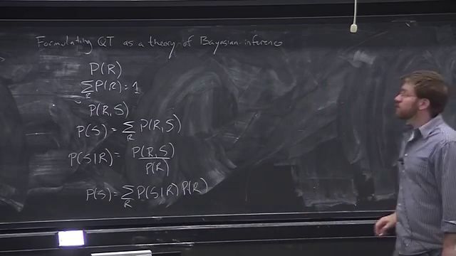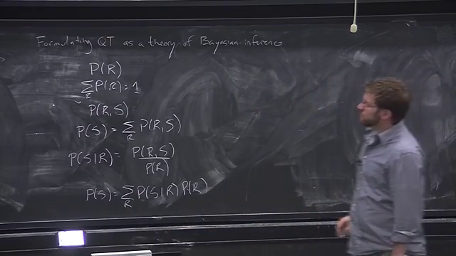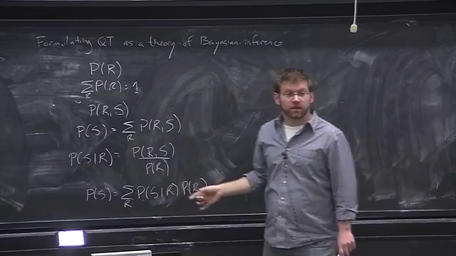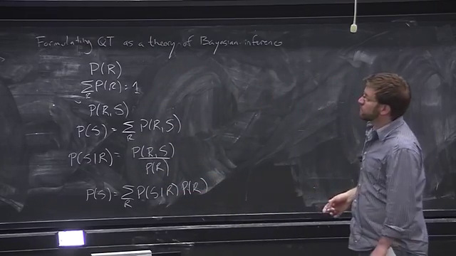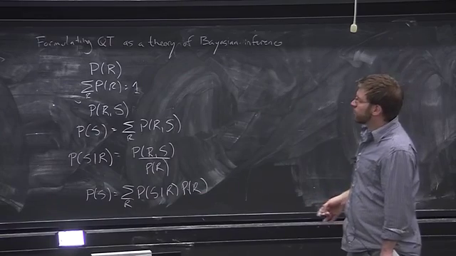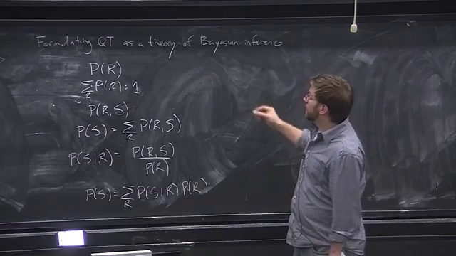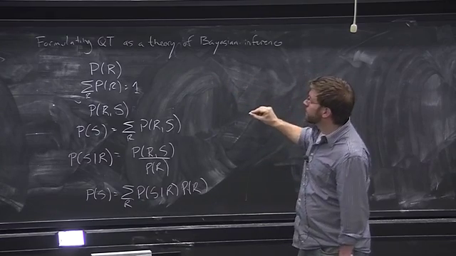Anyhow, if quantum theory were a theory of Bayesian inference, then you might expect that it was about these kinds of things. So recently, with a collaborator of mine, Matt Leifer, we've tried to make the analogy with quantum theory precise. And so I'll just draw out what the analogies are.